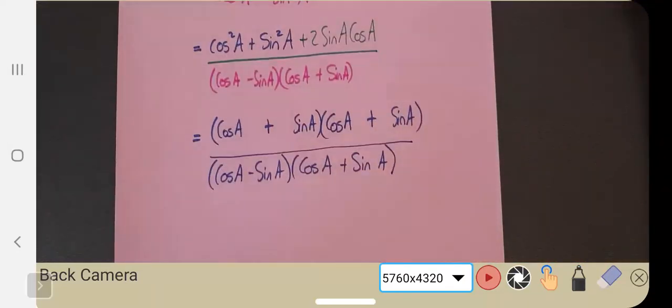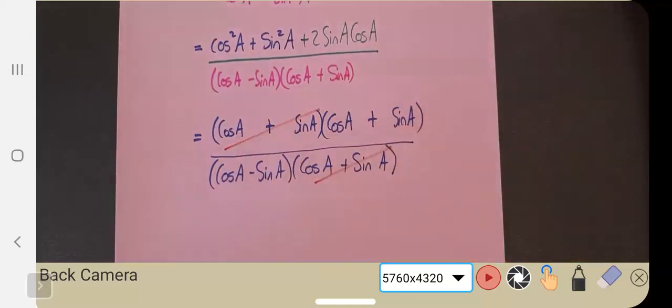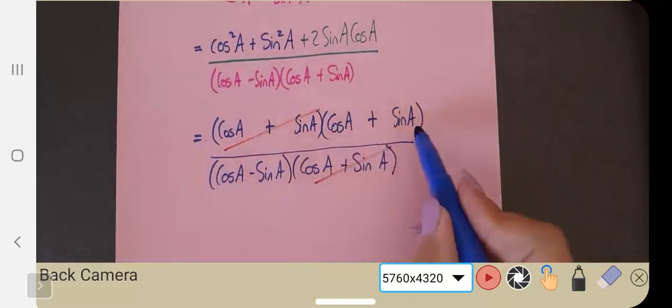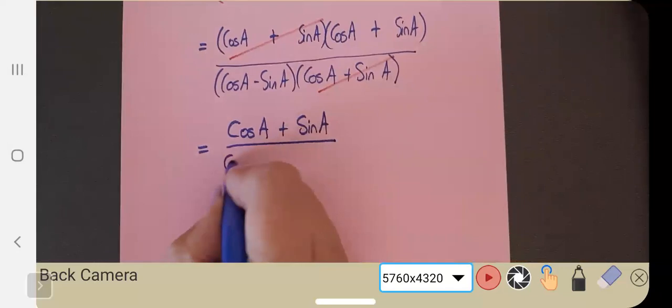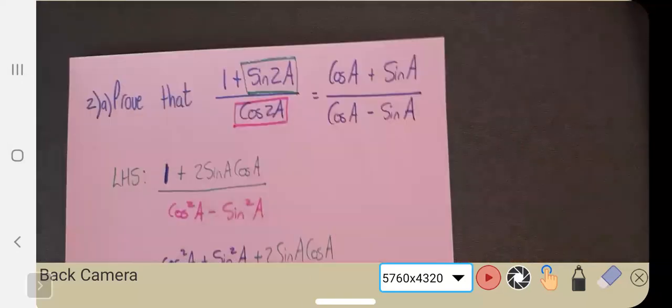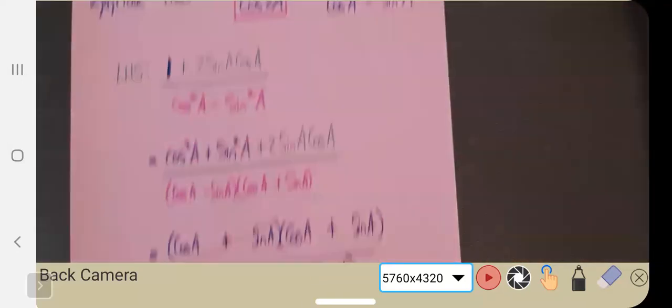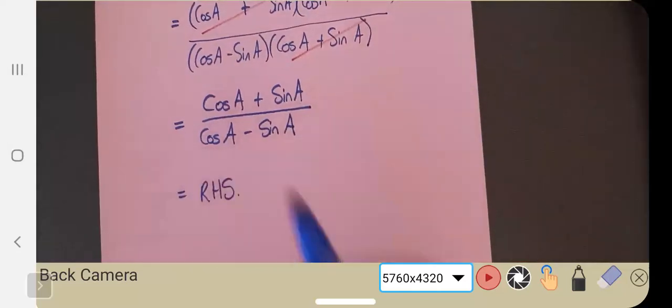And again, I can cancel out cos A plus sine A, and I'm left with cos A plus sine A over cos A minus sine A. And that's what I had to prove. So my left-hand side now is equal to the right-hand side. And that concludes that sum.